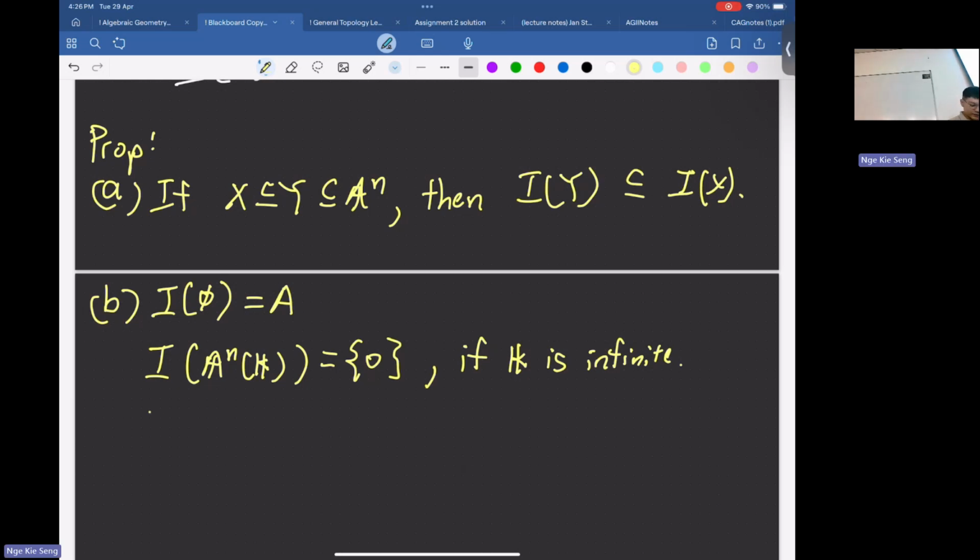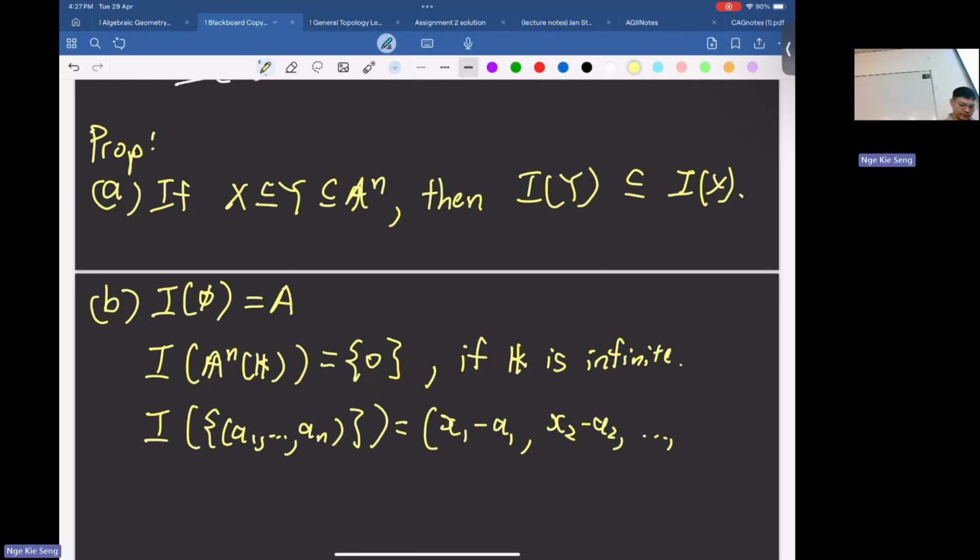There's another very simple one. If we take the ideal of a point, how about the ideal of a point? It's just the ideal generated by x1 minus a1, x2 minus a2, and so on, for all a1 up to an in k.